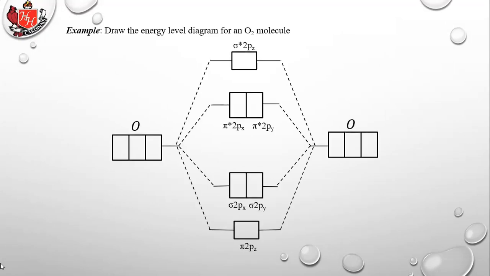Okay, example: draw the energy level diagram for an O2 molecule. So there's the energy level diagram. Now you use the other one. You use the one for oxygen, fluorine, and neon. Be sure you use the correct diagram. So I'm going to have you draw these as part of the assignment. It doesn't take that long. Draw them and label them.